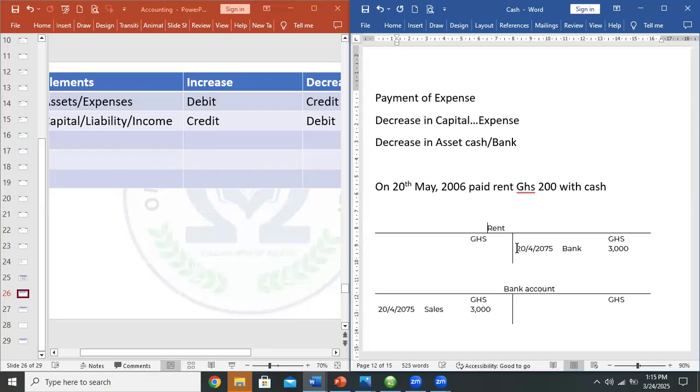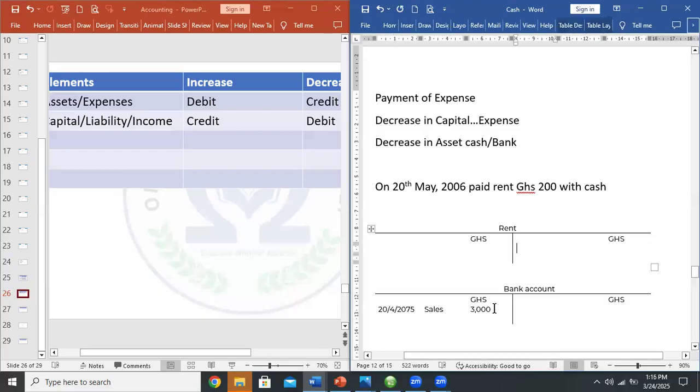And what are you supposed to do to that account? You are supposed to debit it, right? And you open your cash account and credit it. So let me demonstrate that for you to appreciate. So your cash.